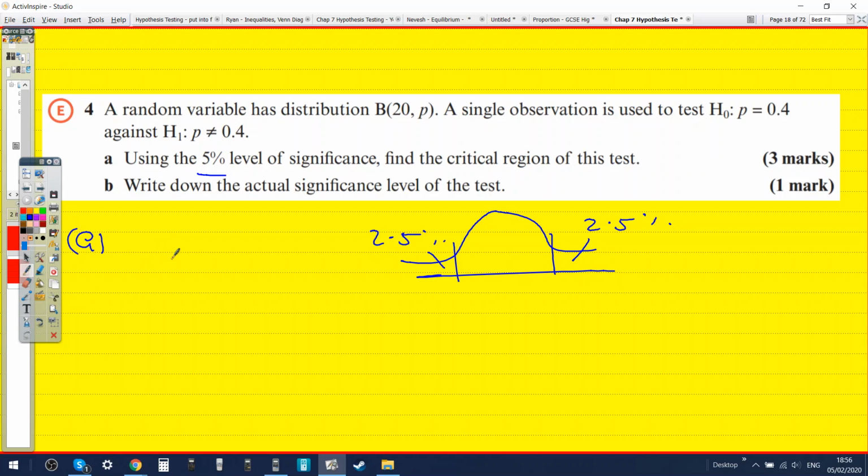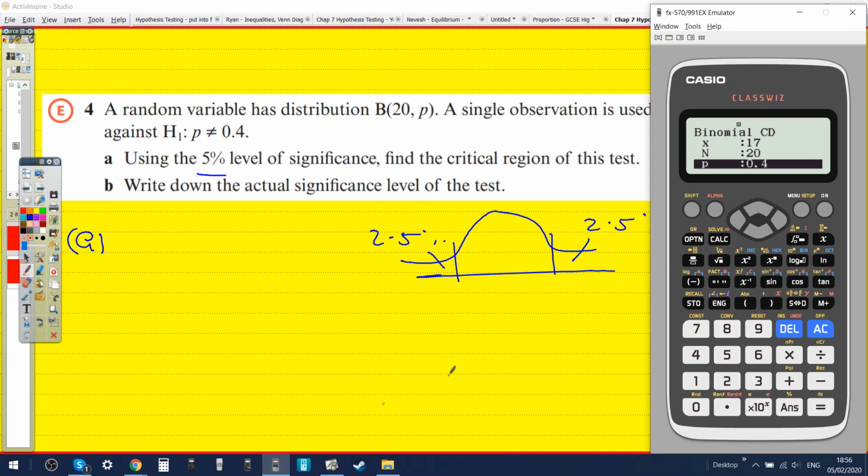So n is 20 and p is 0.4, and then we put in any random value for x. If x is 10, then we get 0.872, which is smaller than 97.5. Then we can try 15. It's too big. 13 is 0.993, so that's too big. 12 gives 0.978, so that's too big. Okay. 11, and we get 0.943.